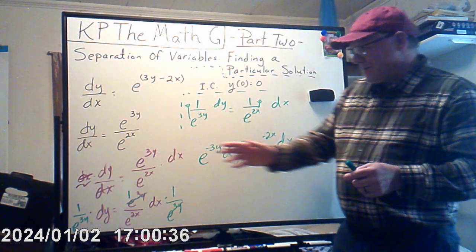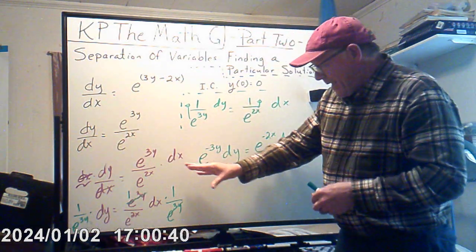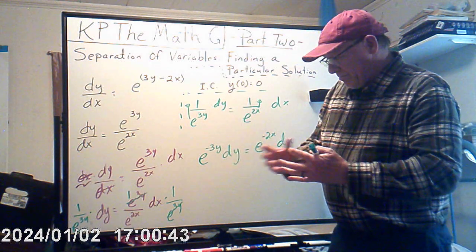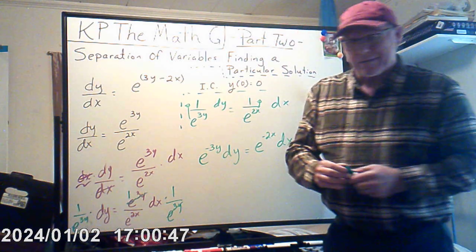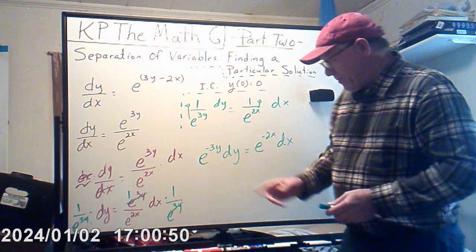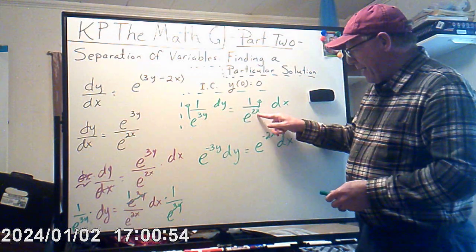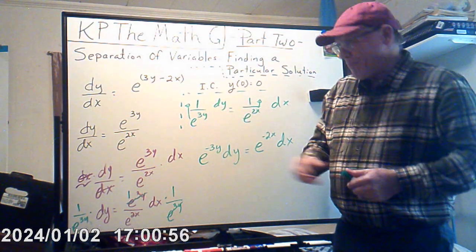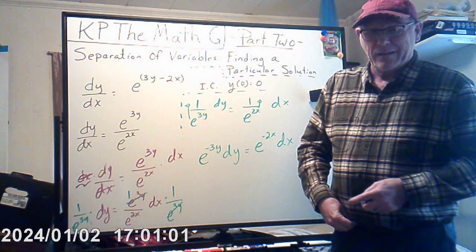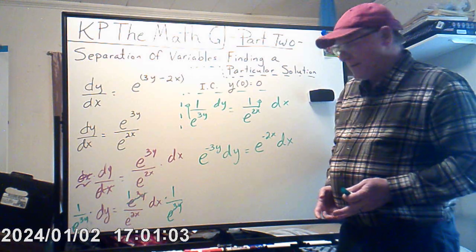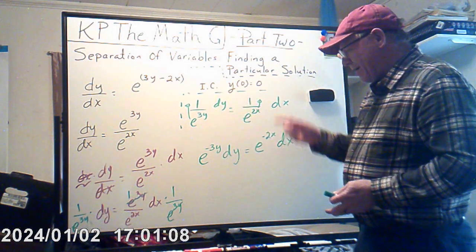Then I have to get rid of my dx in my denominator, and I have to match x with dx and y with dy. Something of that form, and we got it in this form here. Y with dy, x with dx. Happens to be e to the 3y, and this happens to be e to the 2x. Now, being in the denominator, I can shoot this up in the numerator, and I've got it.